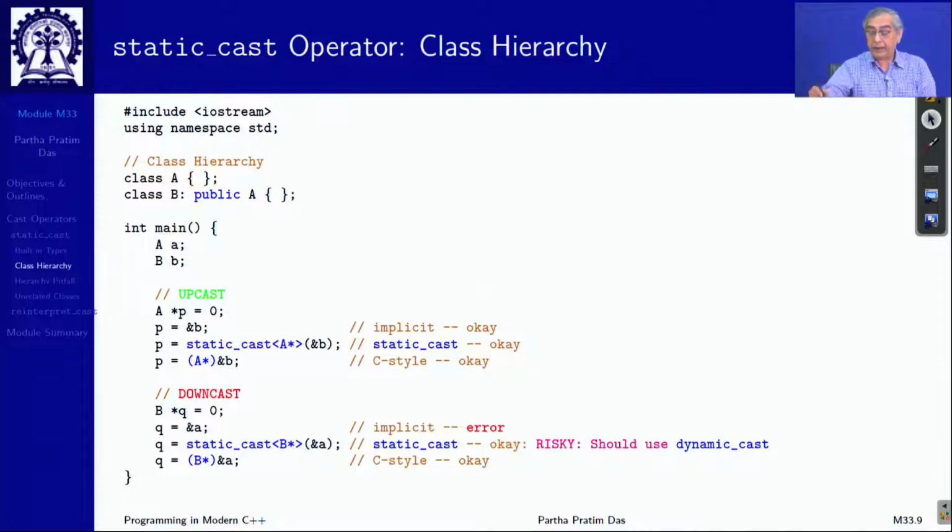Again, relook at the class hierarchy. A is a base class and B is a derived class here. I have an A object and a B object. I have an A pointer P and I am setting the address of B, which is a derived class object, which means that I am going from specialization to generalization, and that is implicitly okay, that is okay with the static cast, obviously okay with the C style cast, but we would not recommend it.